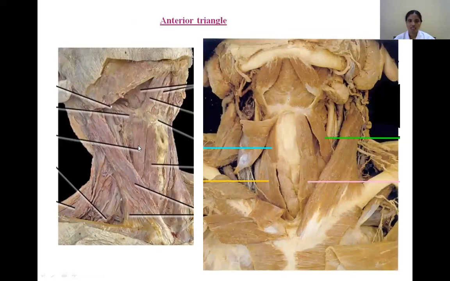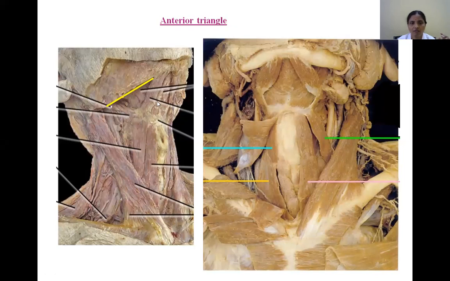Now, as I told, this neck is divided into triangles by means of the sternocleidomastoid. So what are the boundaries for this anterior triangle? As I said in the previous slide, the anterior triangle apex is below, whereas the base is above. Whereas the posterior triangle apex is above, base is below. Now we'll see the boundaries for the various triangles. The anterior triangle is further divided by various muscles. We'll see what those triangles are. Altogether, 3.5 triangles are present in the neck.